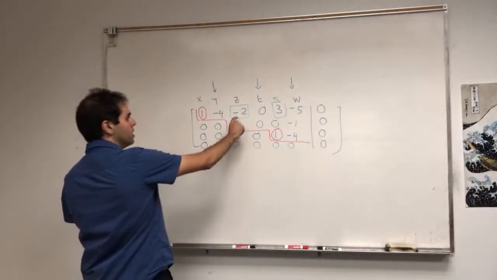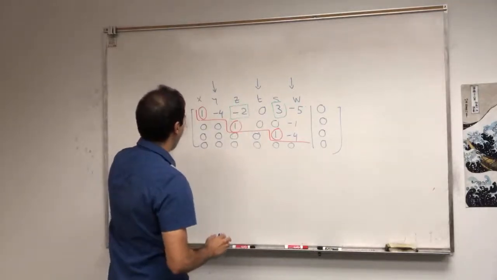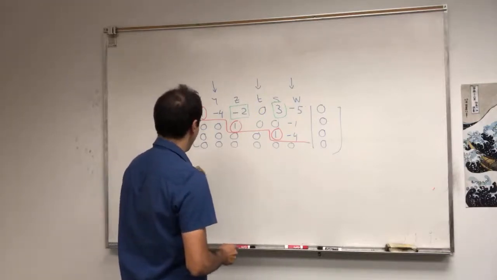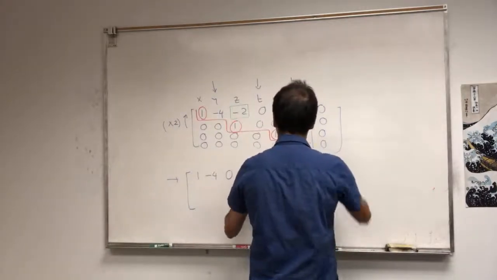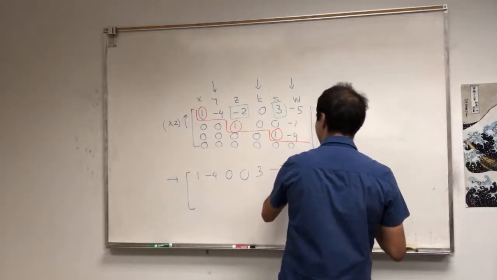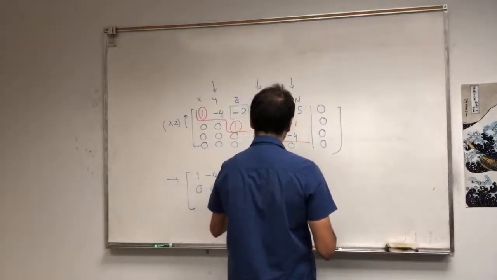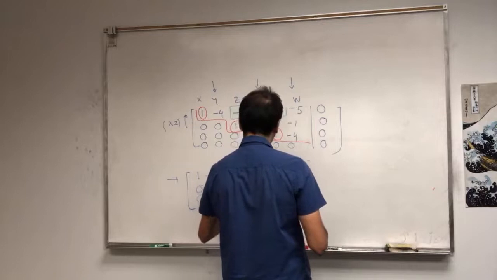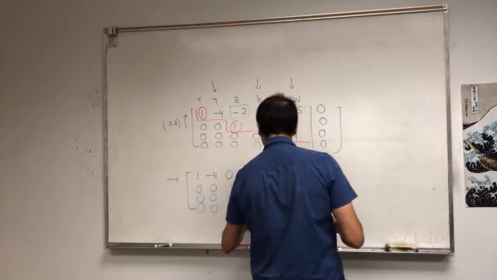So what you want to do here is simply turn this minus 2 into 0 by adding 2 times the second row to the first row. So I believe you get 1 minus 4, 0, 0, 3, and then minus 2, minus 5, so minus 7, and then 0. And then we still have 0, 0, 1, 0, 0, negative 1, 0, and then 0, 0, 0, 0, 1, negative 4, 0, and then 0, 0, 0, 0, 0, 0, 0.